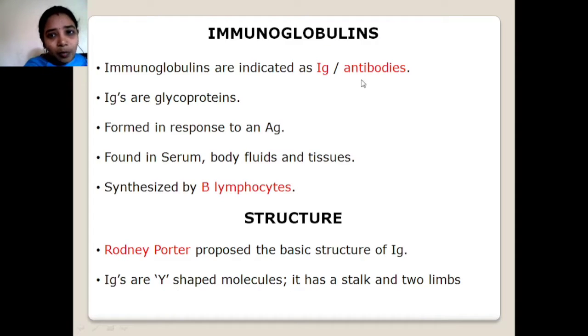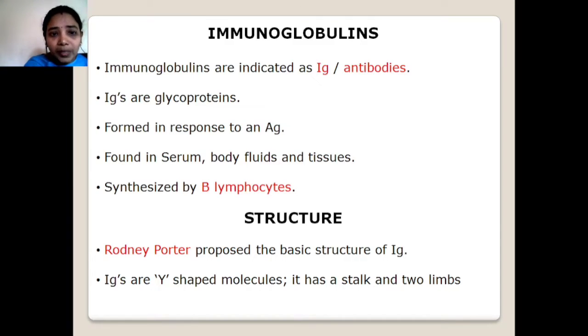Now, what are antibodies? Antibodies are the molecules which are produced by our body in order to kill microbes. Don't forget what antibodies are. Antibodies are molecules which are able to kill microorganisms. Immunoglobulins are glycoproteins. Chemically, they are made up of glycoproteins. They are formed in response to an antigen. When an antigen enters our body, it automatically produces a large amount of antibodies in order to kill the antigen.